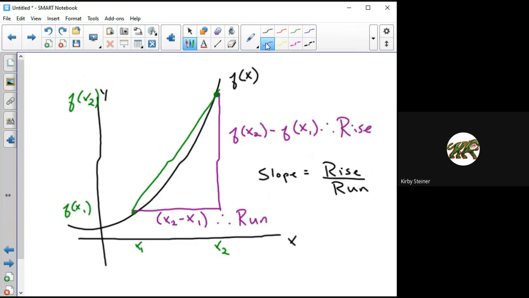Right? So then our slope, which is m, right, we can see is going to be the rise over the run. Right? So if our rise was f of x2 minus f of x1, and our run is equal to x2 minus x1, all right, then we know that the slope of this line here is exactly that. F of x2 minus f of x1.